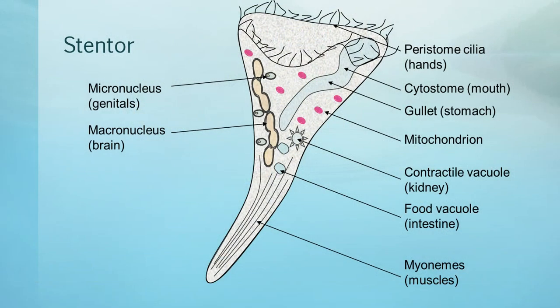Okay, one of the group are called a stentor. These are pretty cool looking guys. Notice they have the cilia up here at the top. And then they have this groove coming in right here, forming the gullet, kind of like the stomach there, and the cilia move the food down into the little gullet, and they can digest them down there. All right, we have our macronucleus and the micronucleus right there.